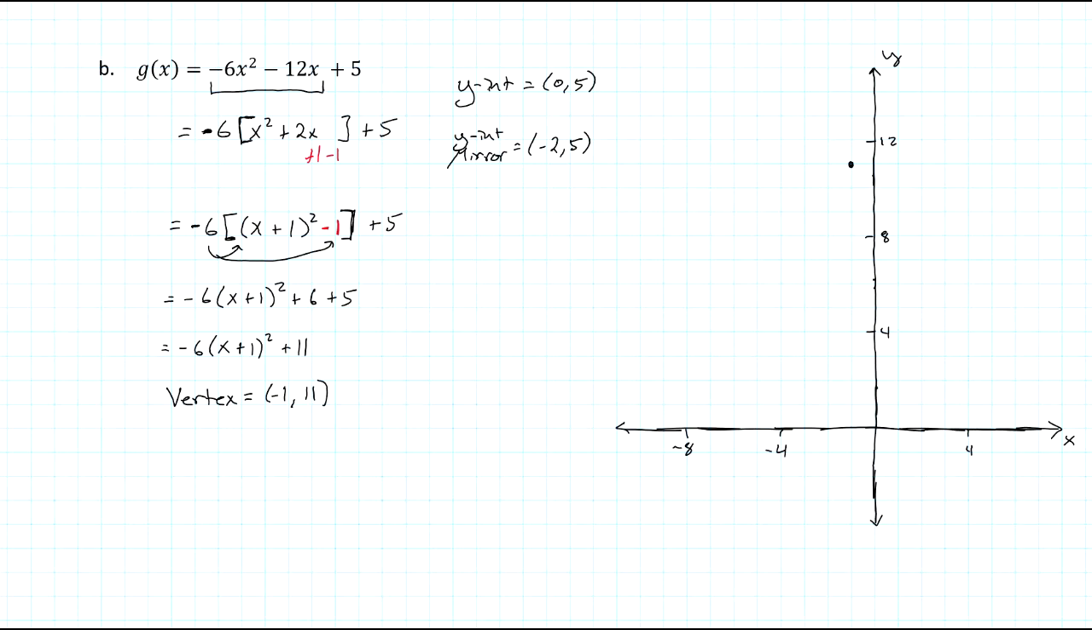-1, 11 is my vertex up here. -1, 11. And then the y-intercept of 0, 5. You can see already how stretched this is. So that mirror is going to be at -2, 5. And if we try and draw this as a parabola, we see how skinny this is.